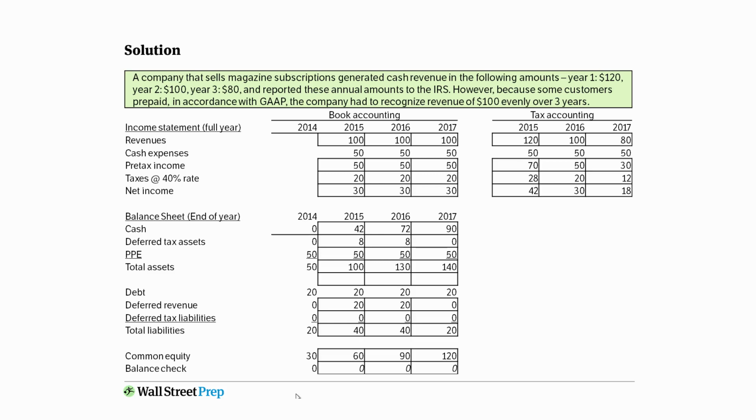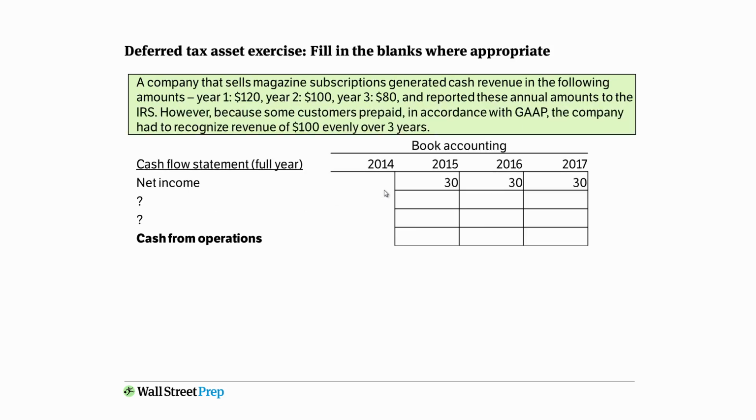So the next exercise is to complete the cash flow statement. Keep in mind, just like with the deferred tax liability exercise, we start the cash flow statement with the GAAP-based net income. So this was 30 across the board. And on the next slide, you're going to see that we start with that GAAP-based net income, and we try to make adjustments to get to cash from operations.